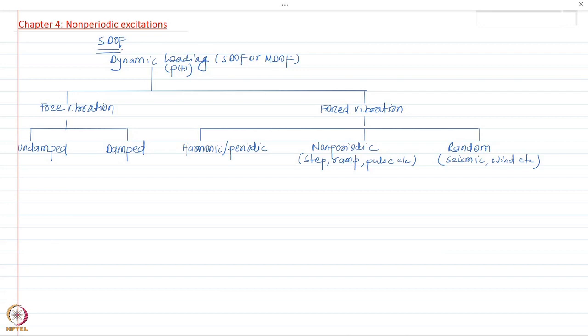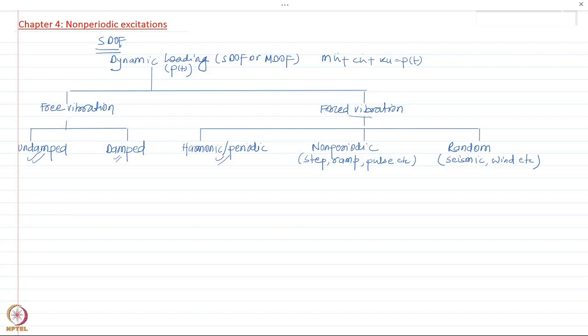Now, if you recall from previous chapters, let us see what we have done till now. We set up the equation of motion for a single degree of freedom system, for a linear system, it was something like this, and this is equal to P of t. Depending upon P of t, which is referred to as the excitation or the forcing function, we divided our study into free vibration and forced vibration. In free vibration, we first studied undamped free vibration and then damped free vibration. In forced vibration, we studied the harmonic excitation or the periodic excitation. So till now we have finished up to this part here.